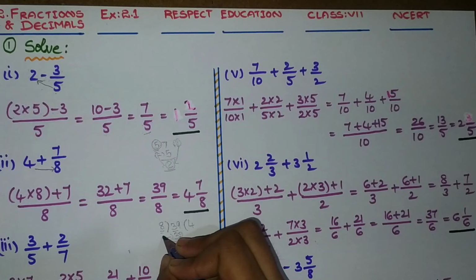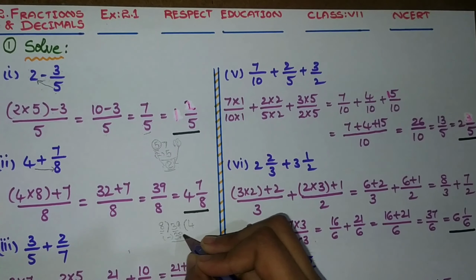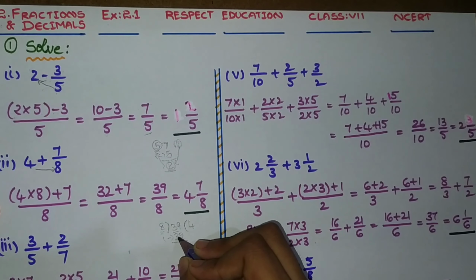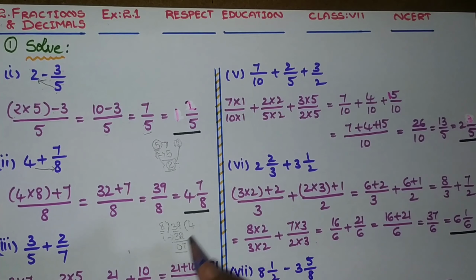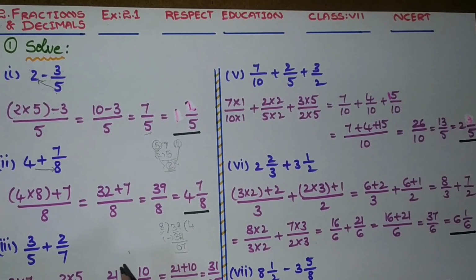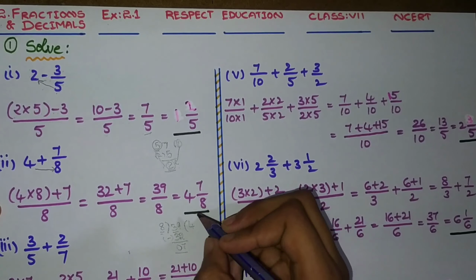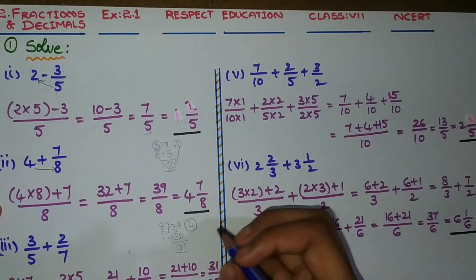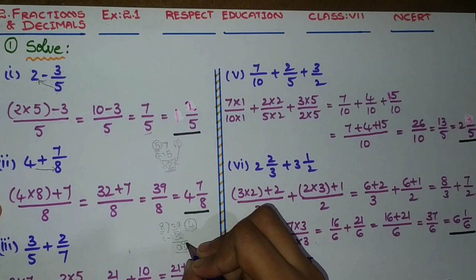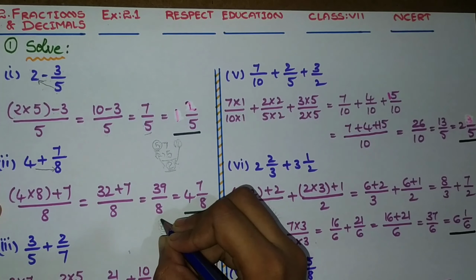Here subtraction should be done. So 9 minus 2 is 7. 3 minus 3 is 0. So here the quotient is 4, the remainder is 7 and the divisor is 8. Now we should write from right to left. So 4, 7 and 8.